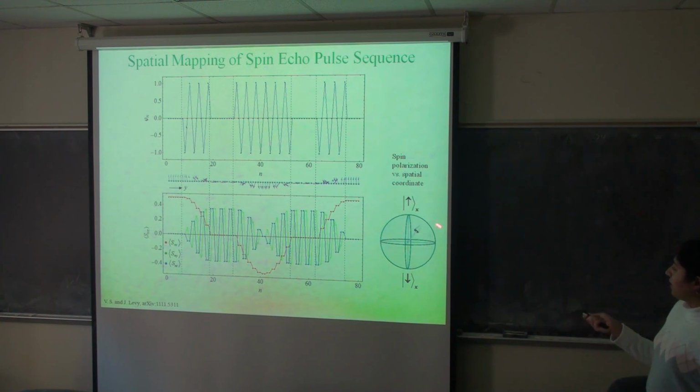Here you can again see the spin vector on the Bloch sphere. But this is in fact the spin polarization as a function of the spatial coordinate. And so this mapping of quantum spin dynamics from time to space suggests a new way of performing quantum computation.